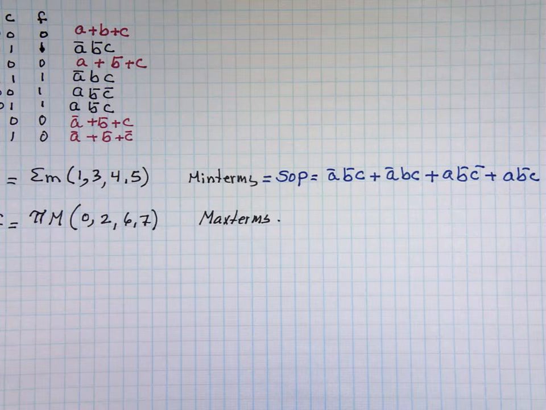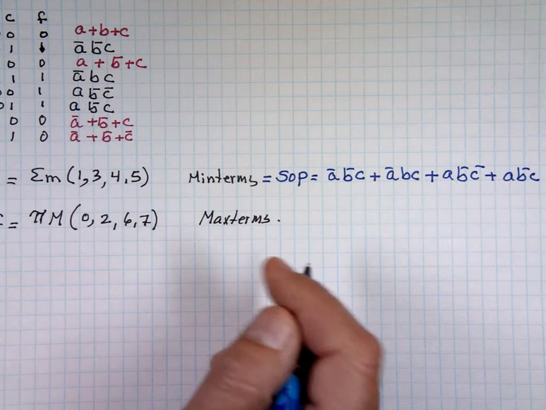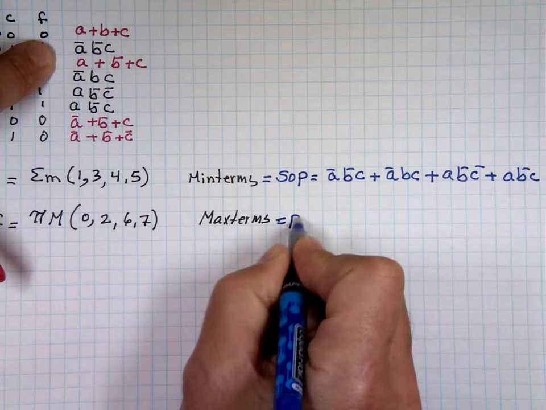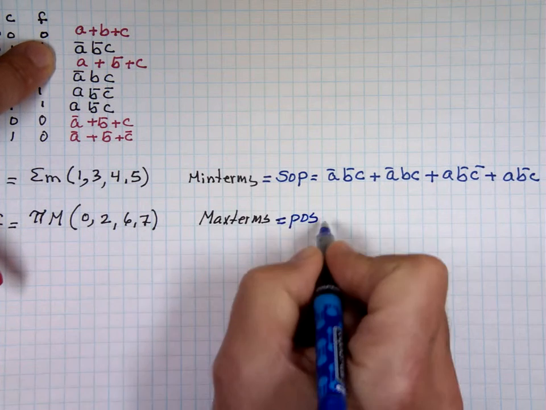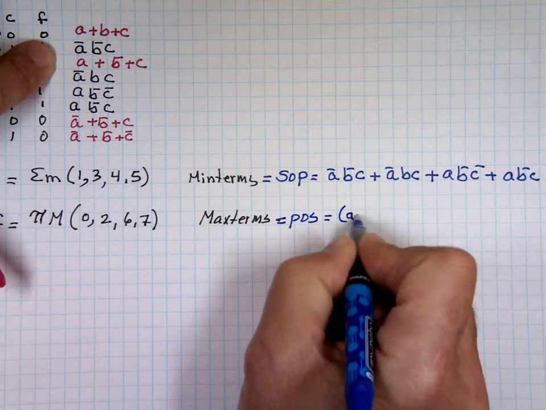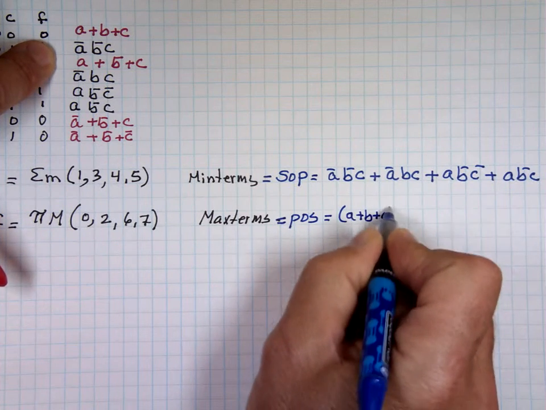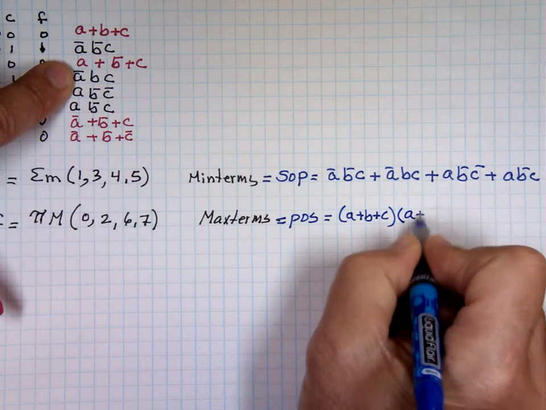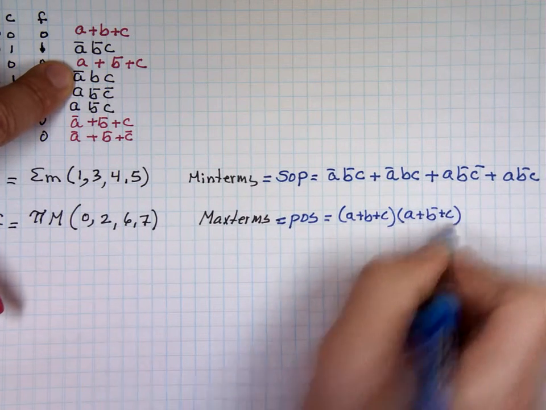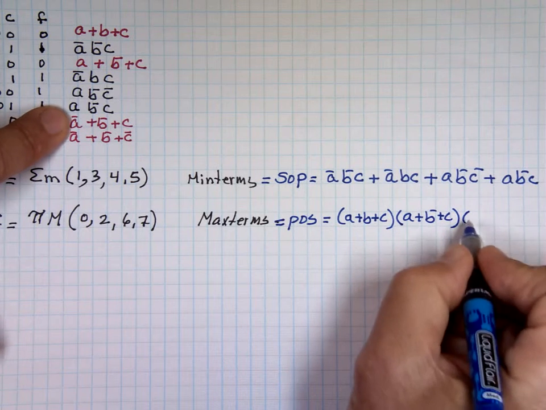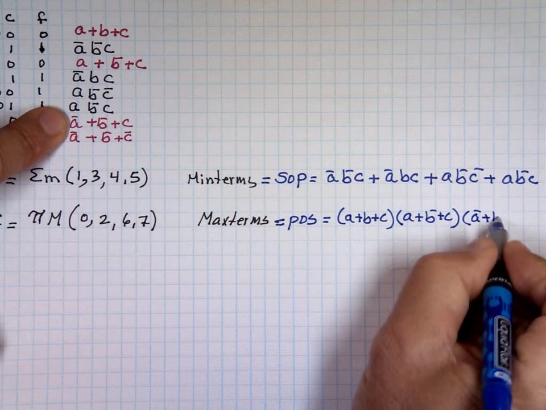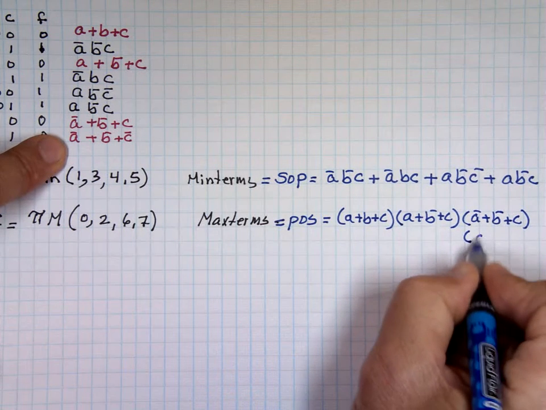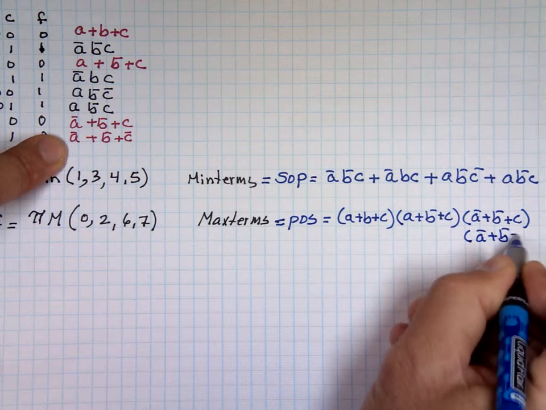The max terms is going to be 0. Again, the max term is what? It's product of sums. A plus B plus C, that's the top one. Can you see it? The other one, A plus B bar plus C. The next one, A bar plus B bar plus C. And the last one is what? A bar plus B bar plus C bar.